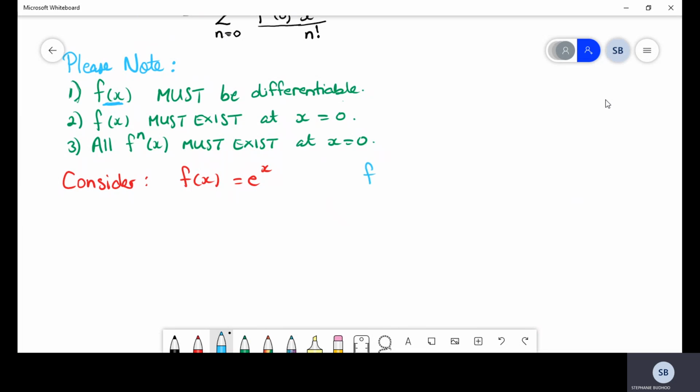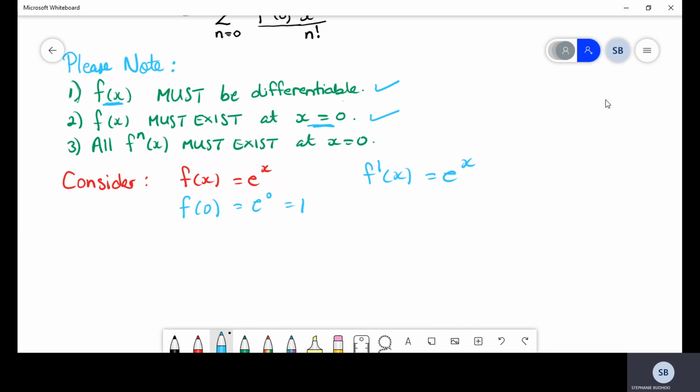We know that the first derivative of e to the x is also e to the x. So check. Does my function exist at x equals 0? Let's test it. f at 0 will simply be equal to e to the 0, which gives us a value of 1. So check, that holds. What about the third point?